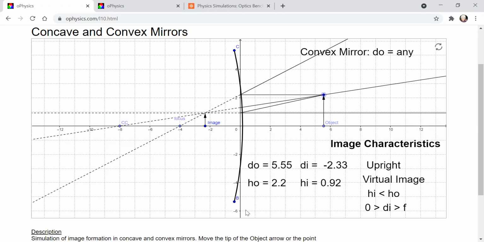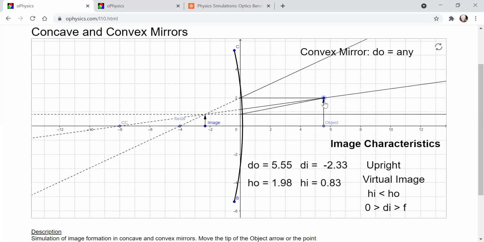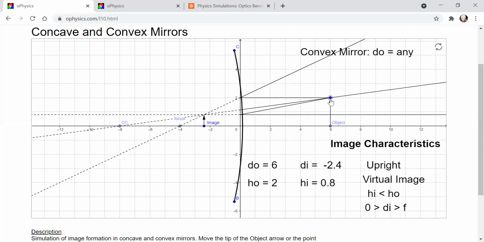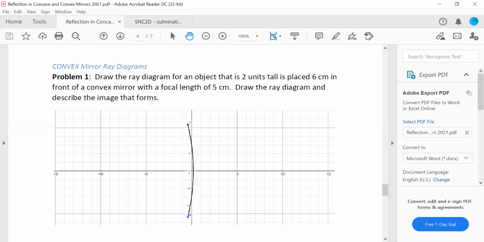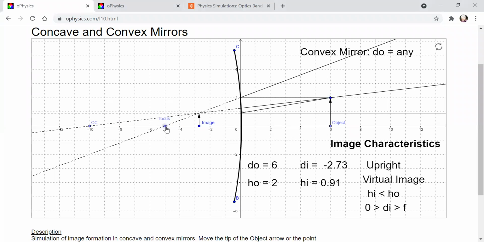Okay, now it said to make sure it's 2 units tall, placed at 6. So I'm going to put that there. And I got to check my focal length. My focal length is 5. Where do you guys notice your focal length is? On the opposite side. Yes, it's going to be back here. So I'm going to drag my focal point to 5.